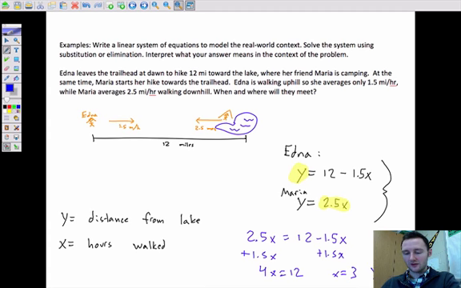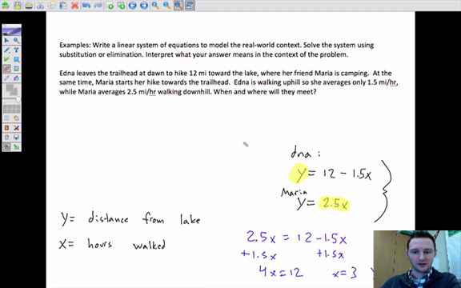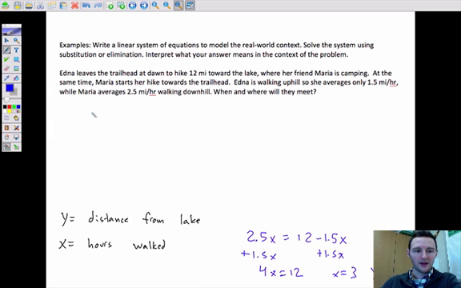I'm going to finish solving this and get y equals 2.5 times 3 is 7.5. Okay, so we can get rid of all of this. We have a solution of 3 comma 7.5. The last thing is to actually answer the question, when and where will they meet, we need to know what these two things mean.